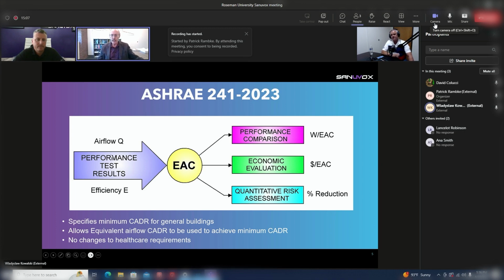We know that we can take performance test results for any air disinfection system and create an equivalent air change rate, or EAC value. This can be used in economic evaluations where we can look at the cost per equivalent air change, or dollars per EAC, the performance in terms of watts per EAC, and we can also evaluate quantitative risk assessment or risk reduction.